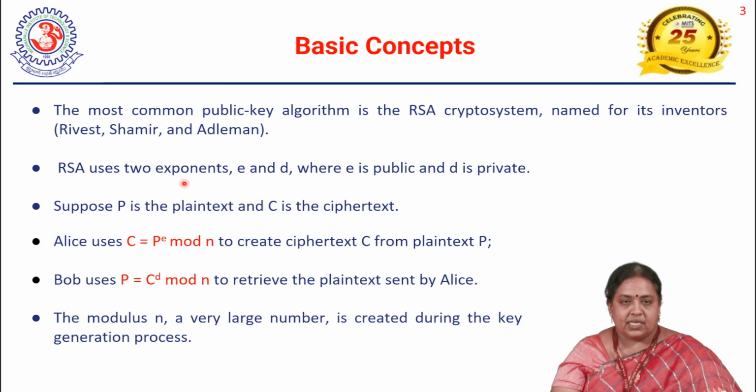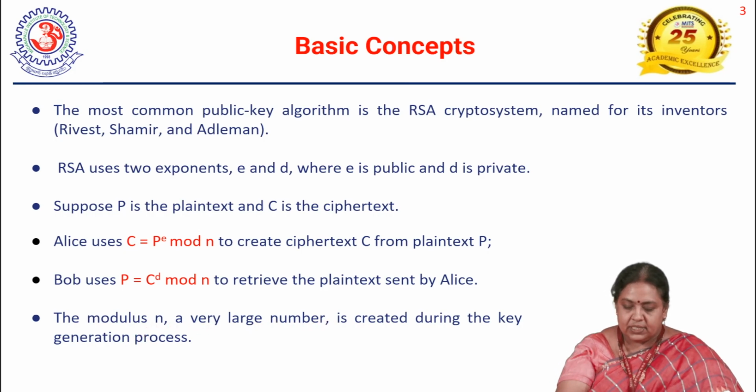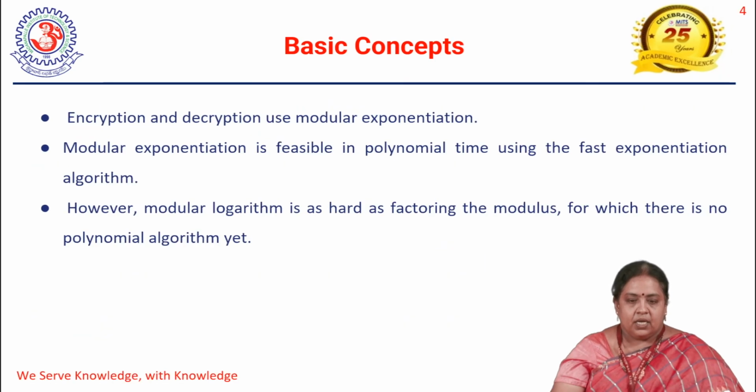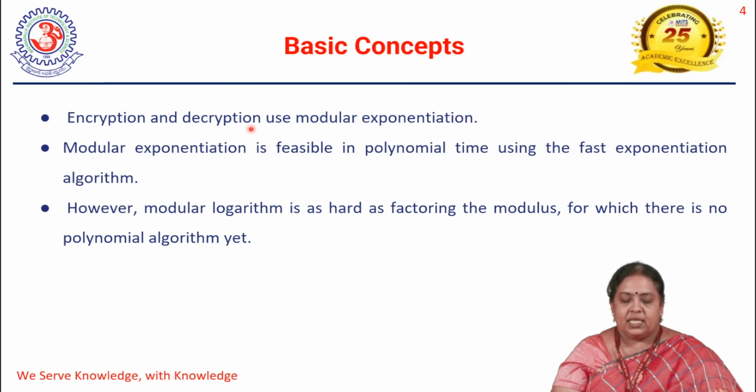In this particular algorithm, we make use of two exponents, E and D, where E is public and D is private. And this modulus n is a very large number that is created during the key generation process. Then we will see how it happens. The encryption and decryption algorithms use modular exponentiation. So in both the encryption process and the decryption process of this asymmetric key cryptographic algorithm, we make use of modular exponentiation.